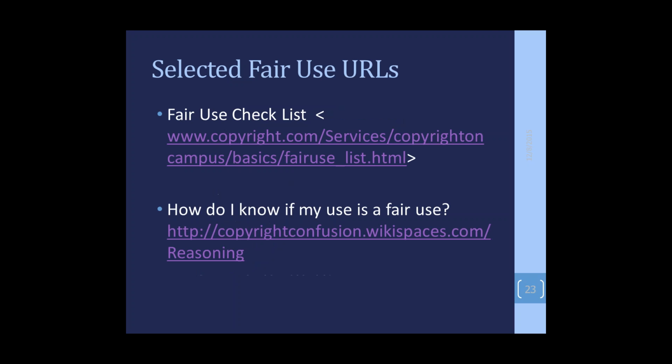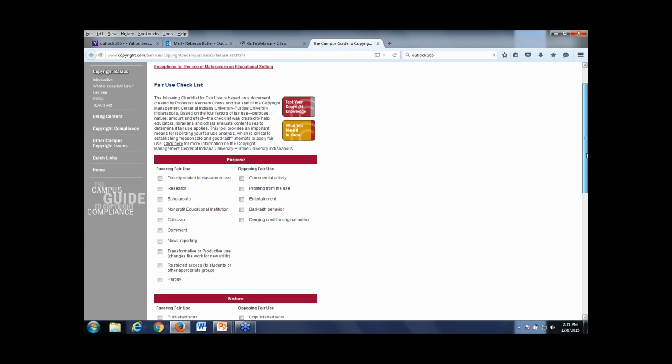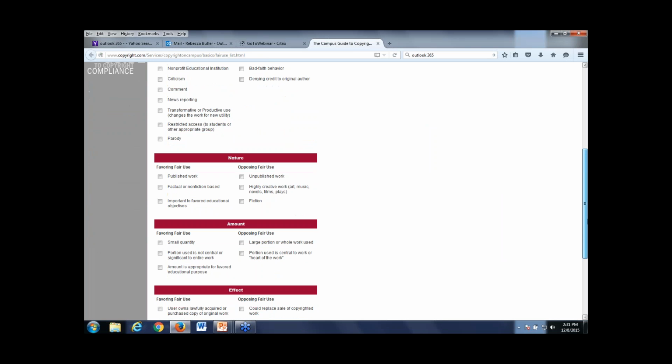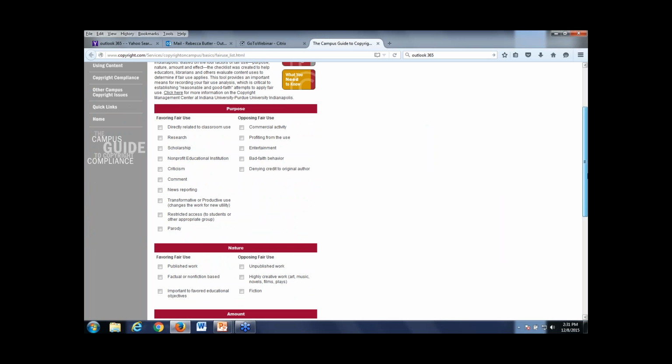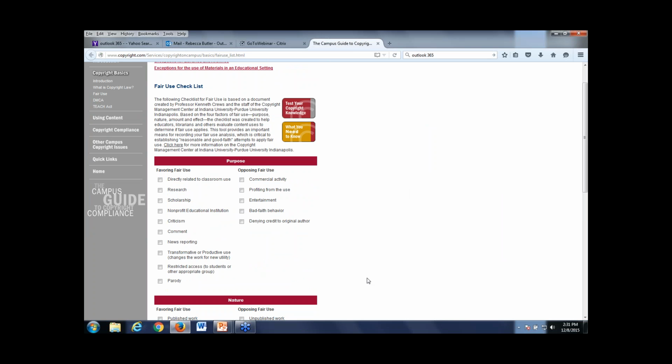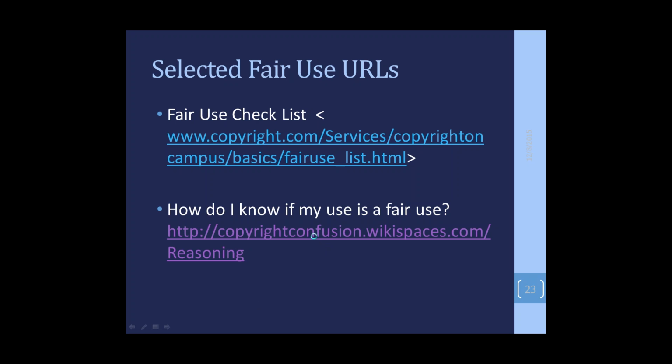Okay, there are some selected fair use URLs that I just wanted to briefly pull up and let you look at. Fair use checklist is one, and it's kind of interesting if you look at it. What it does is within fair use, you can click on opposing fair use, favoring fair use for anything you're working with, and it's going to give you an idea of how the use was, if it would work or not.